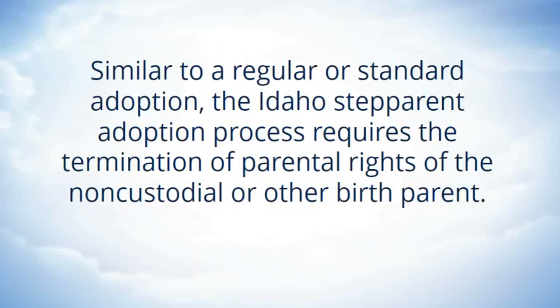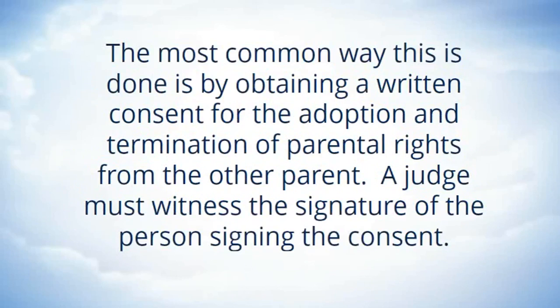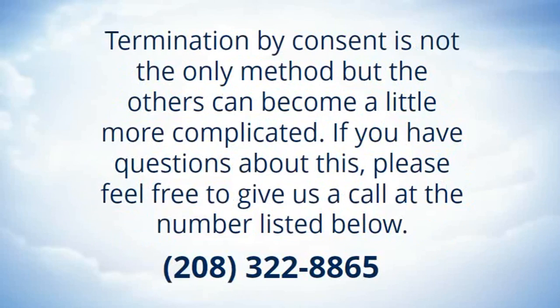Similar to regular or standard adoption, the Idaho step-parent adoption process requires the termination of parental rights of the other birth parent. The most common way this is done is by obtaining a written consent for the adoption and termination of parental rights from the other parent. A judge must witness the signature of the person signing the consent. Termination by written consent is not the only method, but the others can become a little more complicated. So if you have questions about this, please feel free to give us a call at the number listed below.